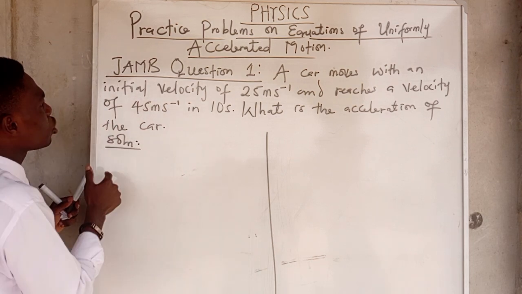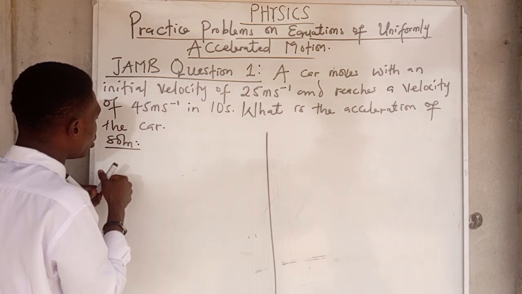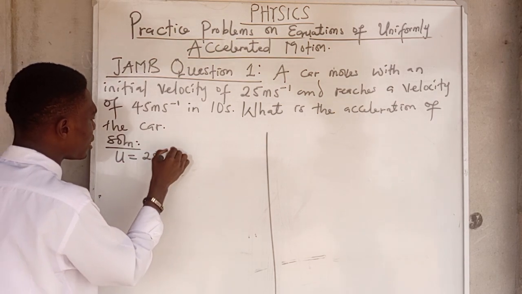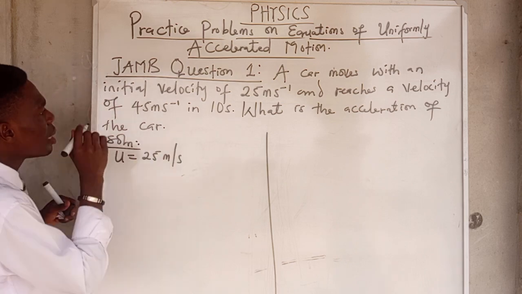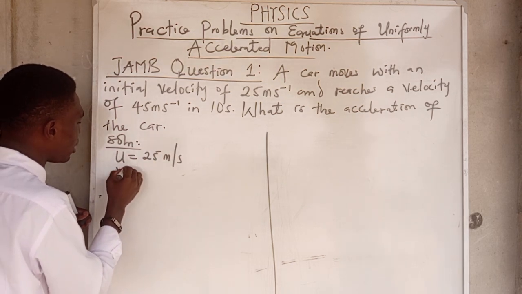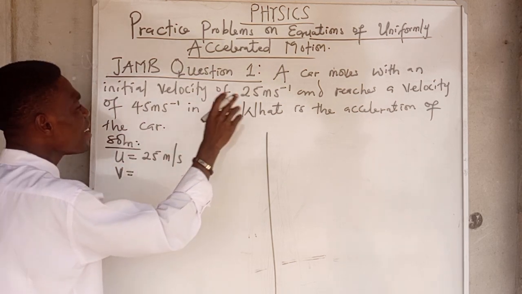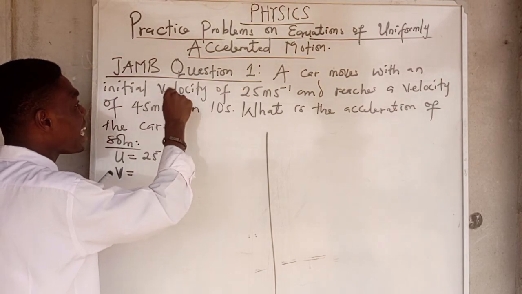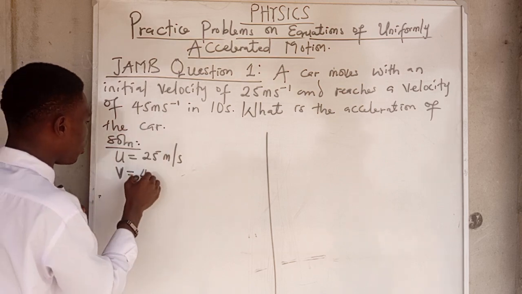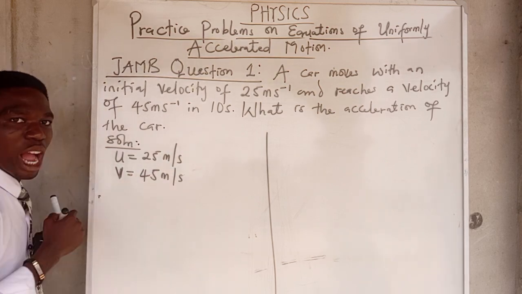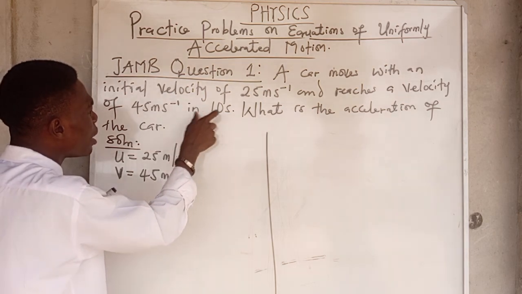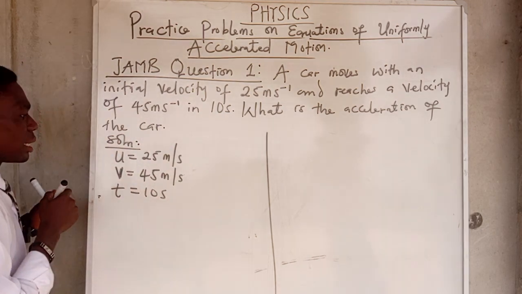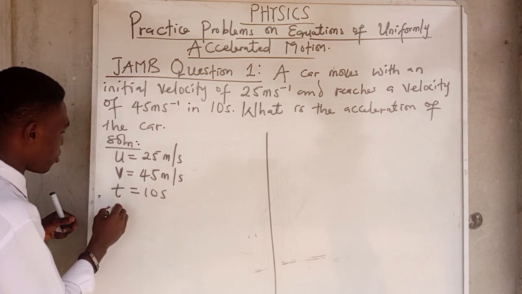So what's the first thing given to us? You are given initial velocity, which is what? 25 meters per second. So u is equal to 25 meters per second. Next, final velocity v is equal to, because they say it reaches a velocity of 45 meters per second. Any velocity after initial becomes final. So this becomes 45 meters per second. Are we following? Then they said that this movement was done in time equal to 10 seconds. And then we were asked to calculate acceleration a.